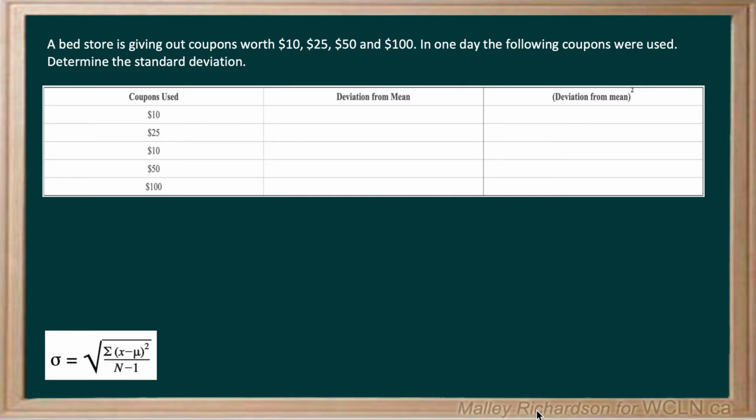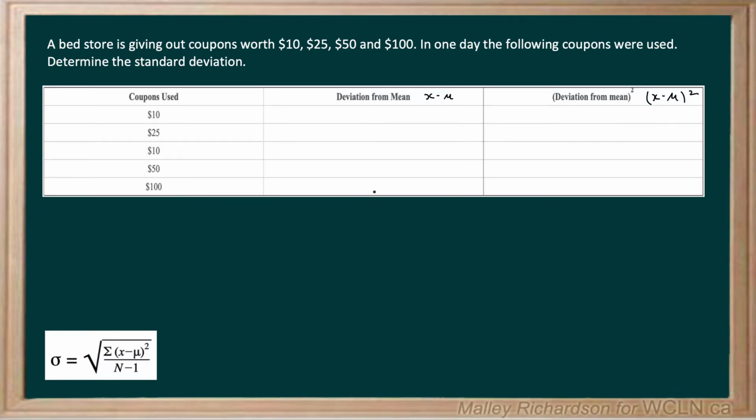A bed store is giving out coupons worth $10, $25, $50, and $100. In one day, the following coupons were used, and we want to find the standard deviation. So in this table, we're given the coupons that are used, the deviation from the mean, which is also known as x, the value, minus the mean, and the deviation from the mean squared, which is x minus mu all squared.